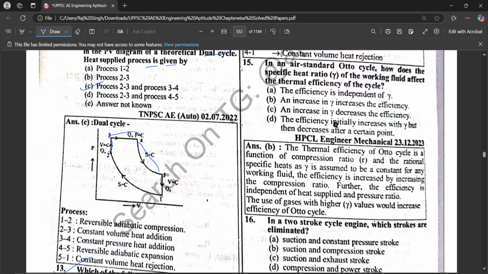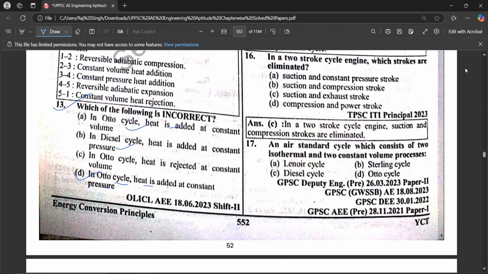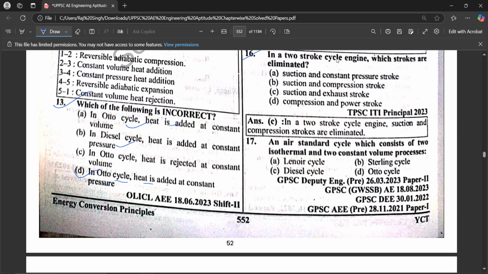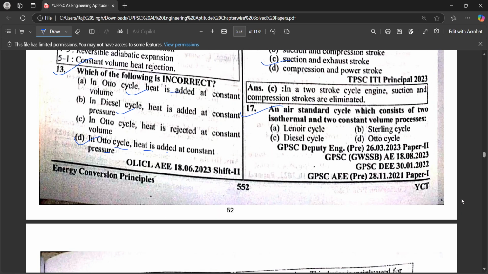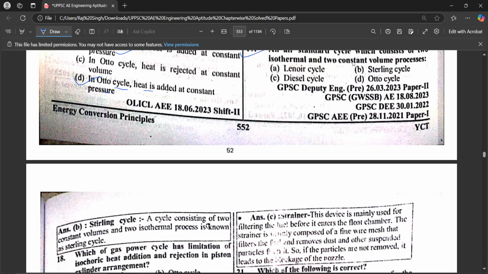In an air standard Otto cycle, how does the specific heat ratio of the working fluid affect the thermal efficiency of the cycle? An increase in gamma increases the efficiency. In a two-stroke cycle engine, which strokes are eliminated? Suction and exhaust strokes. In air standard cycle which consists of two isothermal and two constant volume processes, which is a Stirling cycle?